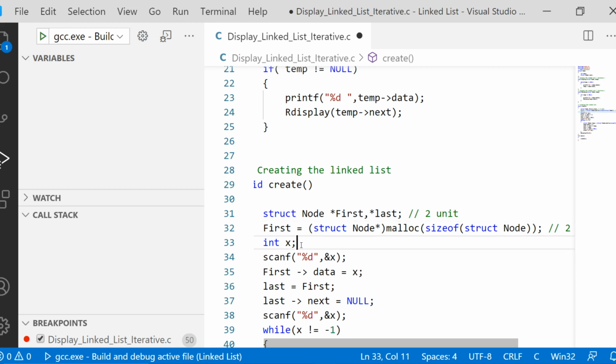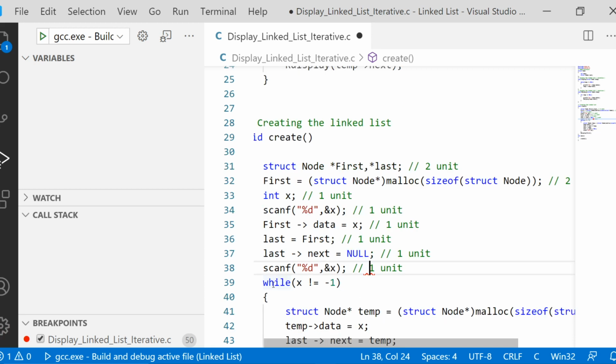So coming here, taking this variable x, we will have to take 1 unit of time. Then for scanf, let us take 1 unit of time. Then for assigning x to first of data, it will take 1 unit of time. Then assigning the address from first to last will take 1 unit of time. So every operation is going to be 1 unit. The next one is also 1 unit of time. The next scanf also will take 1 unit of time, and it also gives you 1 unit of time.